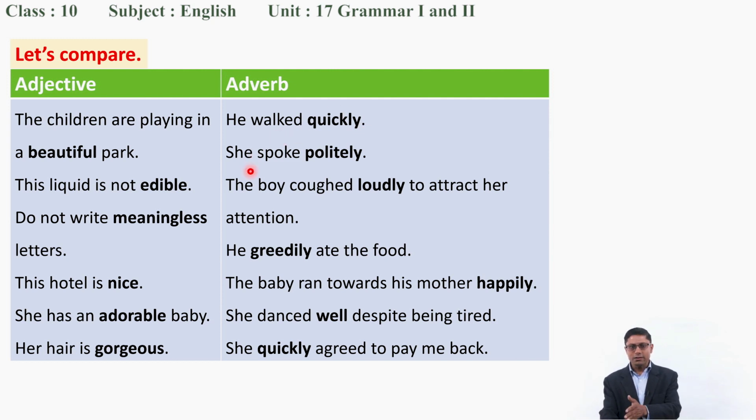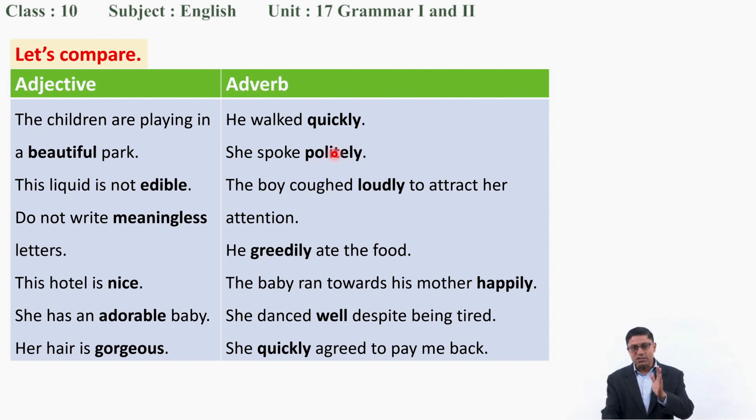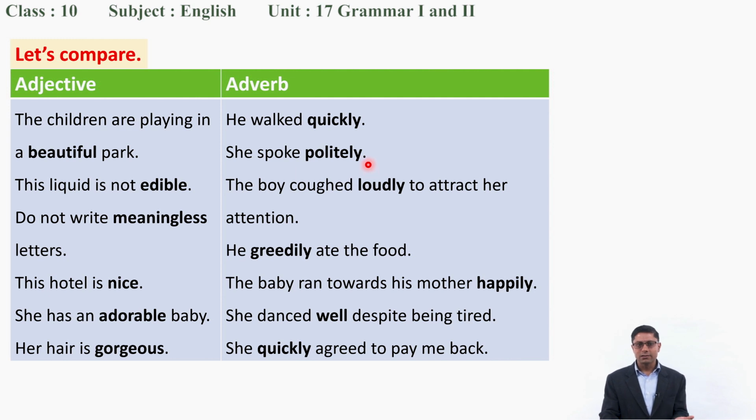Next, she spoke politely. It does not say that she was polite. It says how she spoke. So, it modifies the verb spoke. How did she speak? Politely. If somebody asked, then she spoke politely. So, politely modifies the verb spoke.